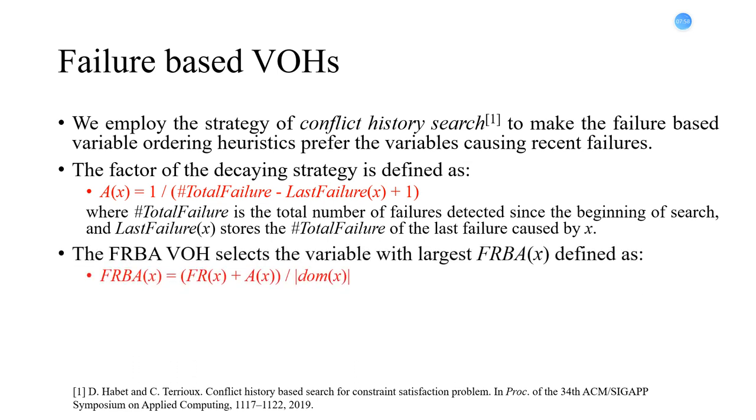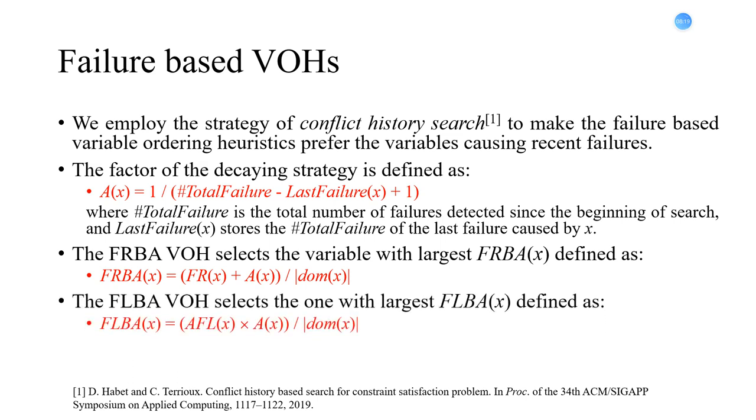Combining the decaying strategy with failure rate, the FRBA variable ordering heuristic selects the variable with the largest FRBAX defined as FRX plus AX divided by the domain size of X. Similarly, combining the decaying strategy with failure length, the FLBA variable ordering heuristic selects the variable with the largest FLBA defined as AFLX multiplied by AX divided by the domain size of X.